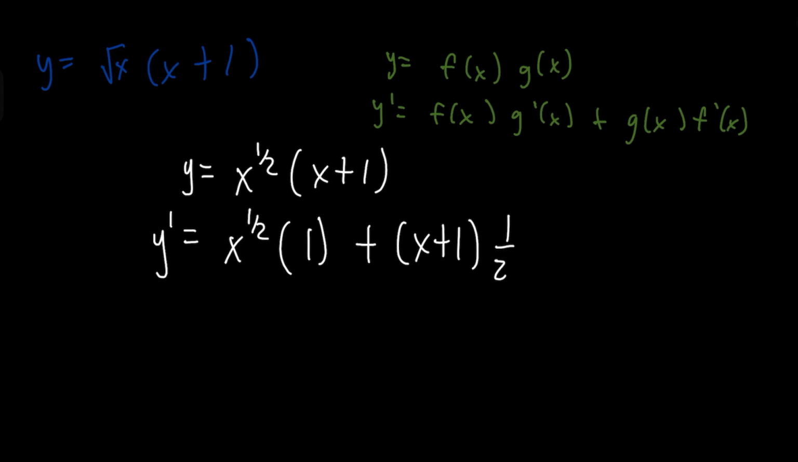So let's bring down the exponent, copy the term, which is x. Then let's subtract 1 from the exponent. 1/2 minus 1 is equal to negative 1/2. Or we can rewrite this as 1 over x raised to 1/2, since it is negative.